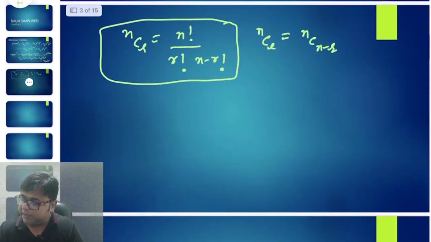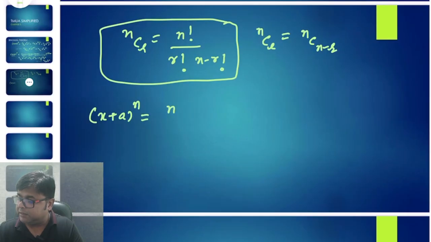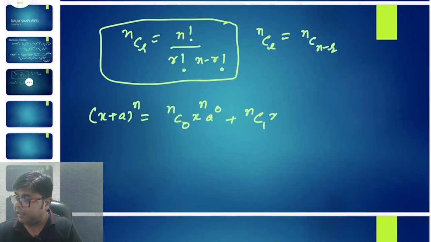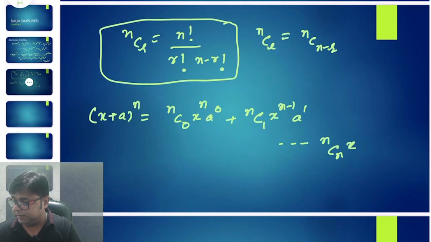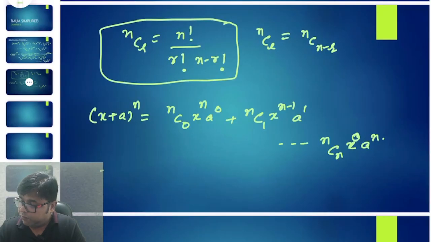Now coming back to the expansion once again, x plus a to the power n is nc0 x to the power n a to the power 0 plus nc1 x to the power n minus 1 a to the power 1. So if I generalize and look at the general term, what is the general term of this expansion?